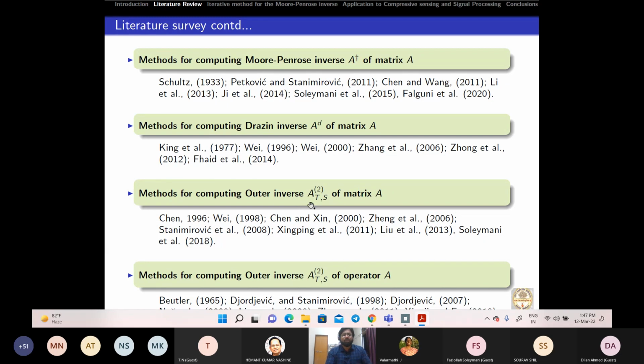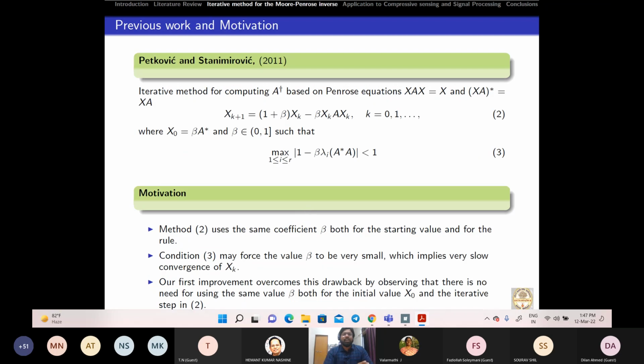Okay, if you have developed the method for the outer inverse A_{T,S}^{(2)} with suitable modification, you can get the method for the Moore-Penrose inverse, Drazin inverse, and other inverses also. Now this is the next part. This is the research part. I started my research work with this particular paper actually, and the paper that I am going to discuss, our professor Hemant sir has modified. I have seen the result.